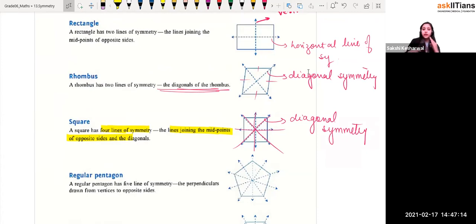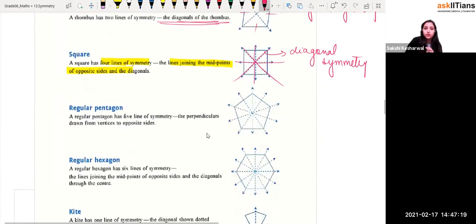Now let's talk about a regular pentagon. How many lines of symmetry will a regular pentagon have? It will have five lines of symmetry, right? It is the perpendicular drawn from the vertices to the opposite side. What do you mean by this? Like from here, you drop a perpendicular. So this is line L1, right? You drop the second. So this is the second, L2. Now let's see this one, L3, right? This one is L4, this is L5. This is line 5.